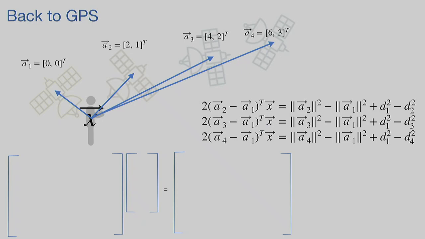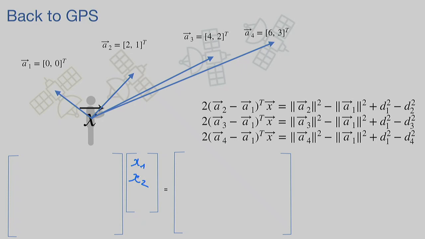And now we can go and fill them up in the matrix. Let's choose the first one. The first one is 2 times (A2 minus A1) transpose times X. Actually, what's our unknown? Unknowns are X1 and X2, there's no time here, so just X1 and X2. We assume that we know the time. Okay, so X1 and X2, that's great.